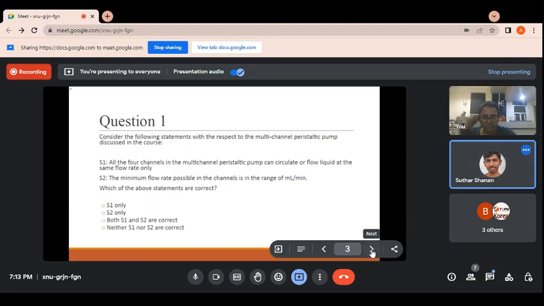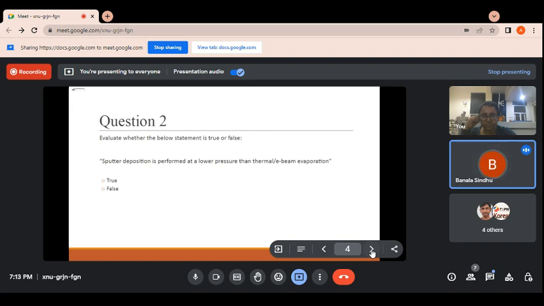Okay, so this is question number 2. Evaluate whether the below statement is true or false. Sputter deposition is performed at a lower pressure than thermal or E-beam evaporation. So the statement is true or false. Take your time, then try to give the answer.